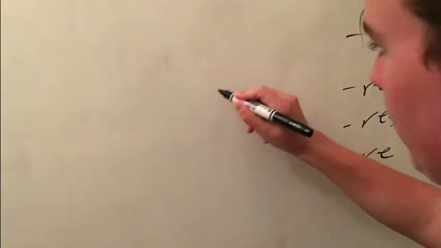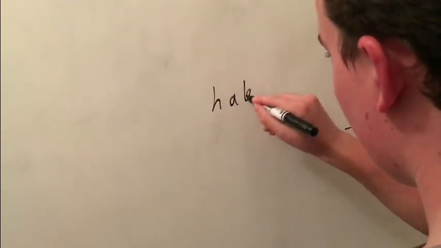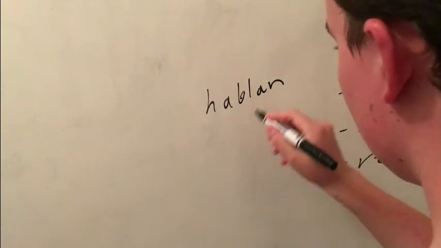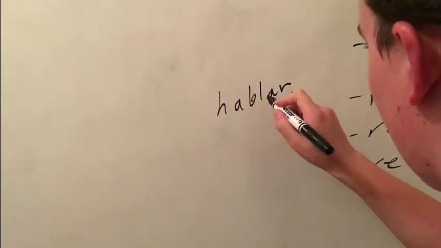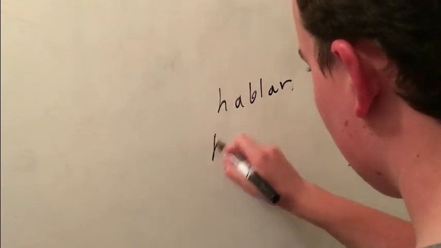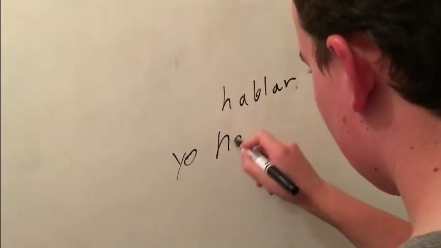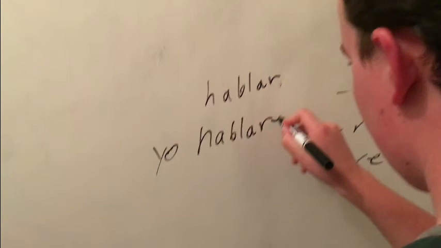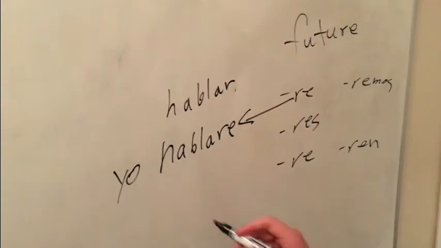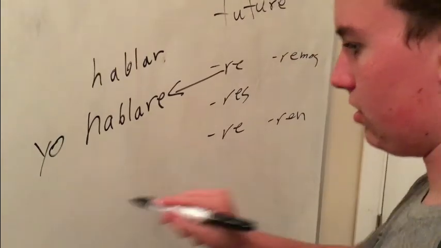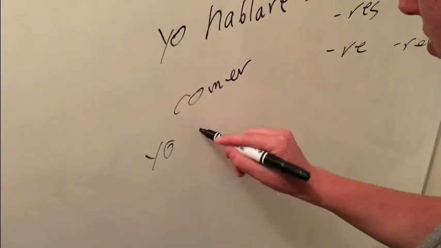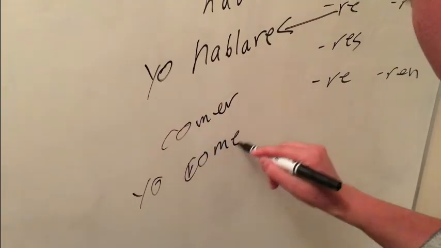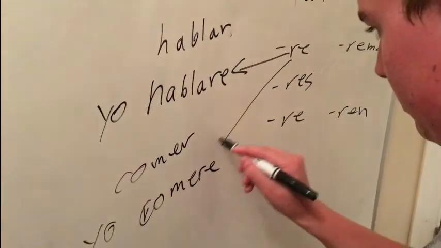So if you take your regular verb like hablar, what you do is you take off this AR, but you'd have to keep the A, so for example, yo hablare, because you have this ending right here. You could take comer, for example, and it could be yo comere. Same principle.